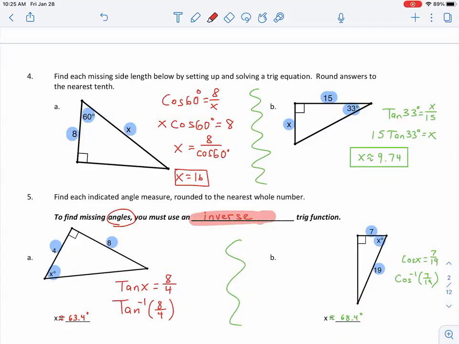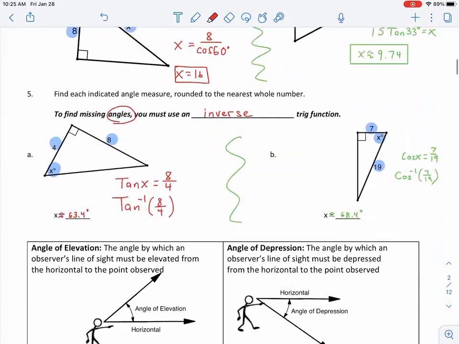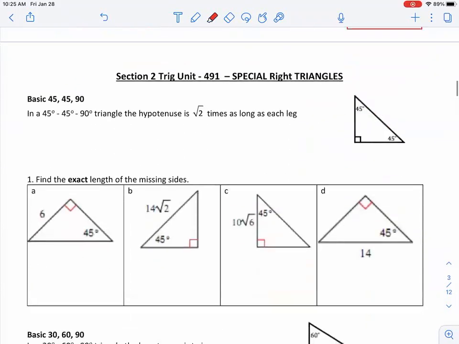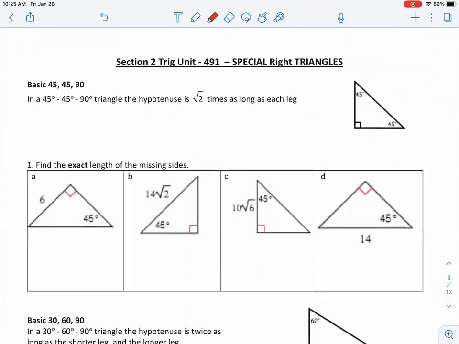So remember, whenever you're trying to find an angle, we need that inverse. So like down here, we had to do the inverse tangent of 8 over 9 to find the measure of that angle. So this is what we were doing in our last class. We had a couple of word problems there. Well, today's focus, it might seem different, but these concepts are definitely related.